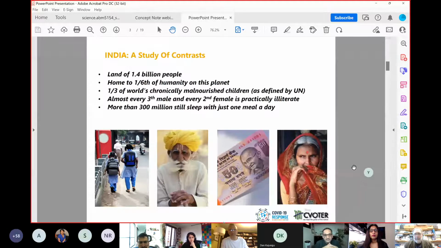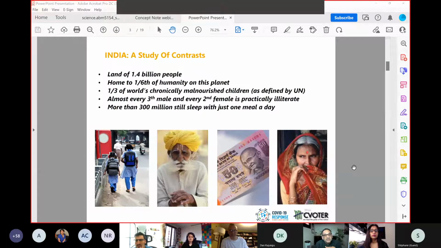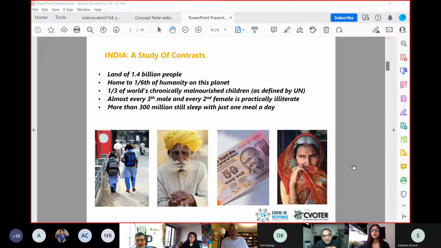India is basically a study of contrast. I will go very briefly and quickly. It's a land of 1.4 billion people. 1/6 of humanity lives in India. 1/3 of the world's chronically malnourished children are in India. Almost every third male and every second female is practically illiterate. More than 300 million still sleep on just a meal a day. And in the COVID period, that much of the population was dependent on the government food program to start with.